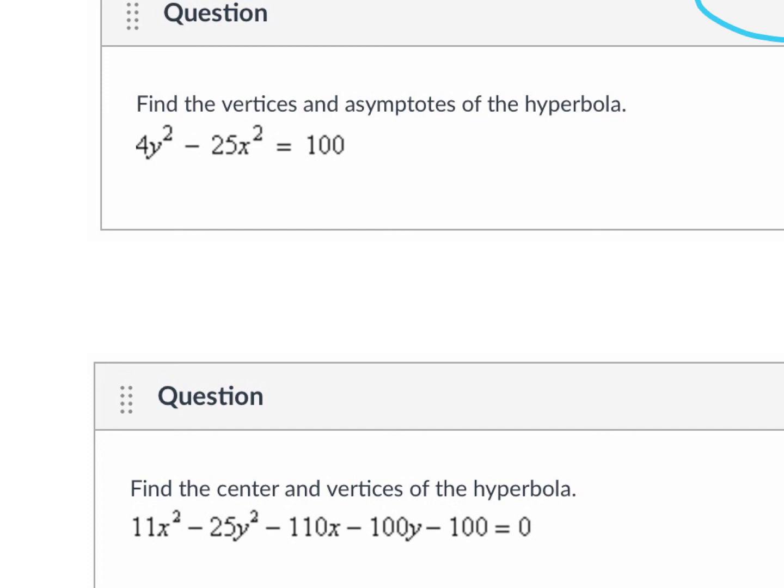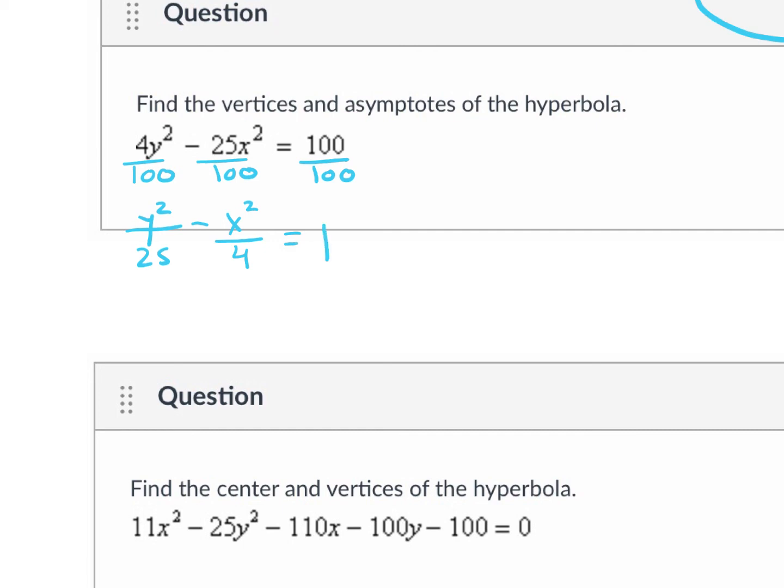Find the vertices and asymptotes of the hyperbola. What should we do first? Awesome. Divide everything by 100. Can we simplify 4 over 100? What does it simplify to? 25. What about 25 over 100? 4. And then it's equal to 1.